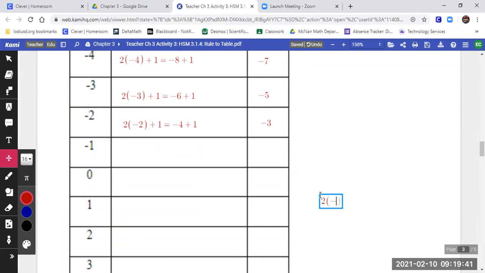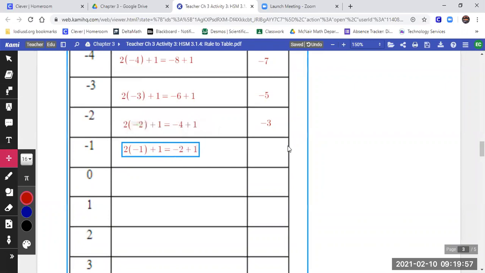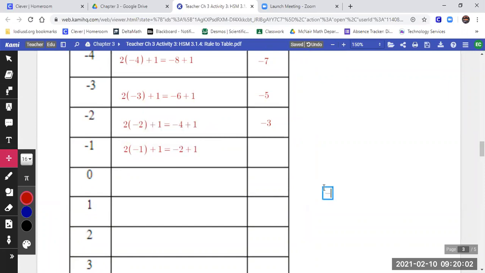2 times negative 1 plus 1 more. 2 times negative 1 is how much? Negative 2, but I have to add 1 back. So what am I going to have when I'm done? Negative 1. Okay.